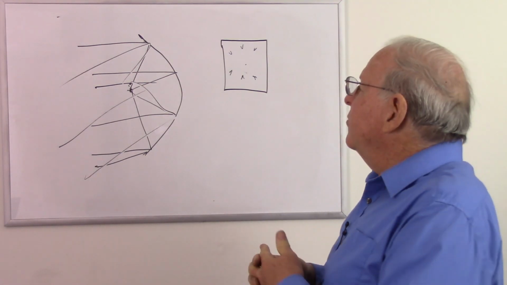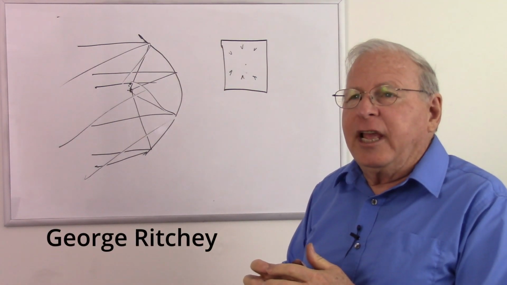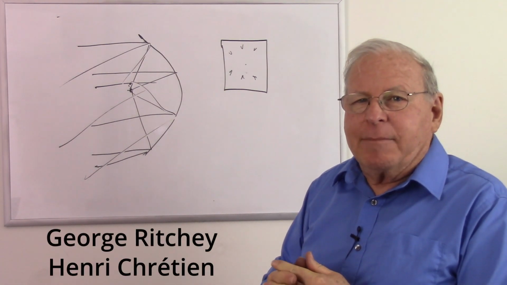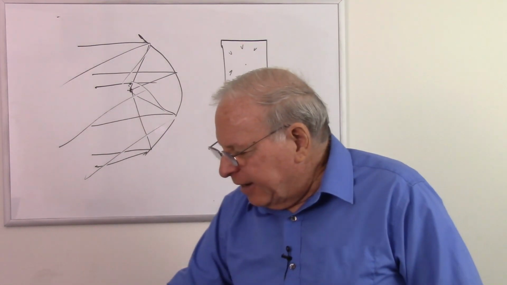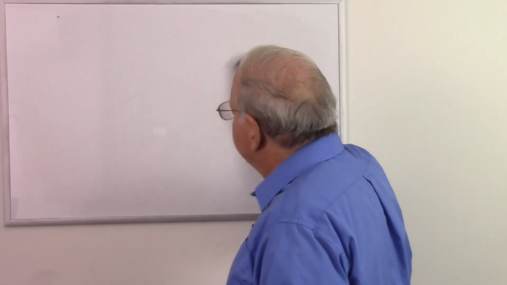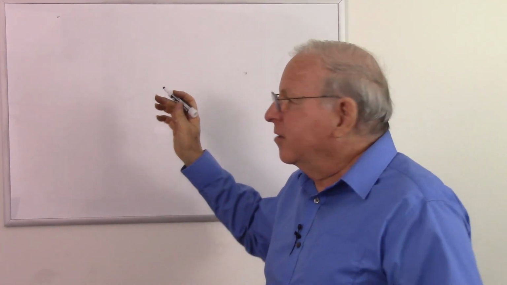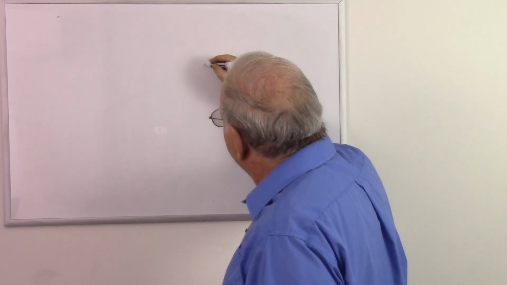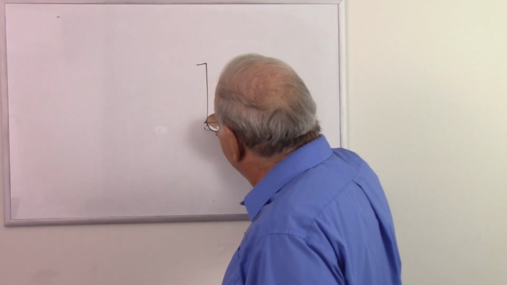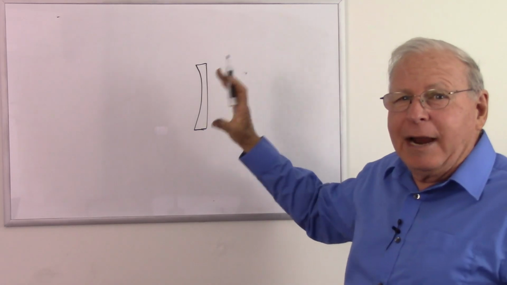So what is the solution to that? Well, two guys by the name of George Ritchie and Henri Chrétien came up with a solution. And that is to make the primary objective mirror, primary and objective mean the same thing on a telescope. So here's our primary mirror. And this shape is actually hyperbolic.